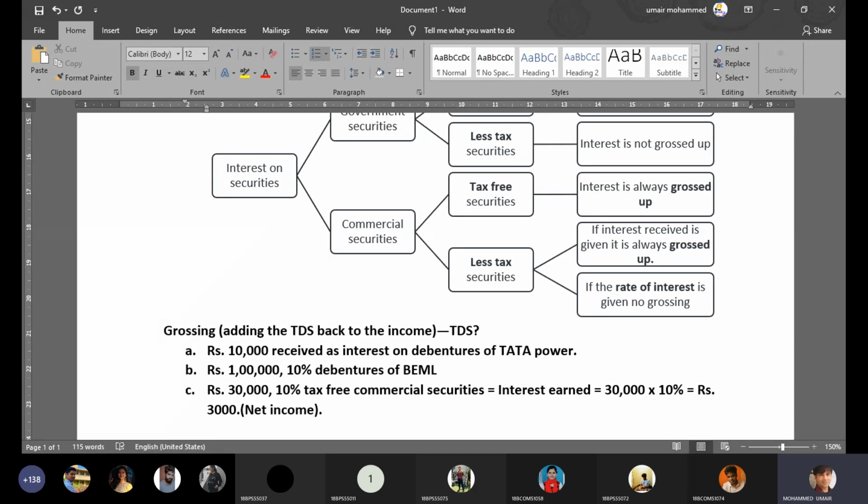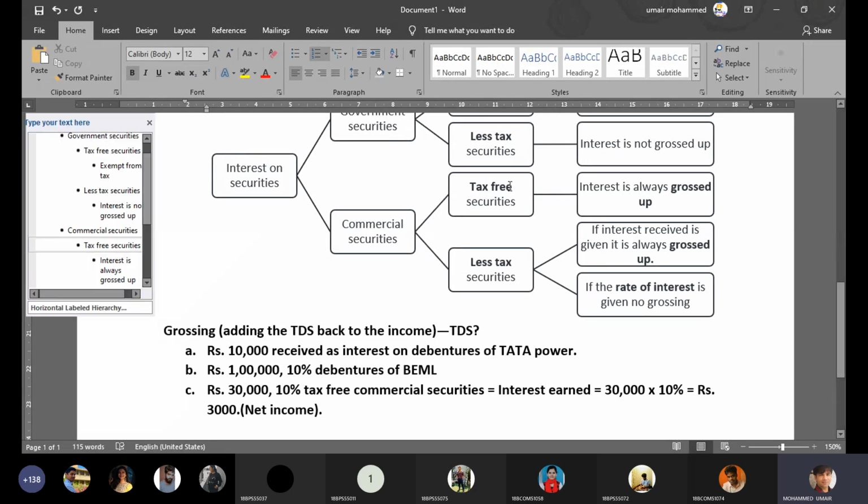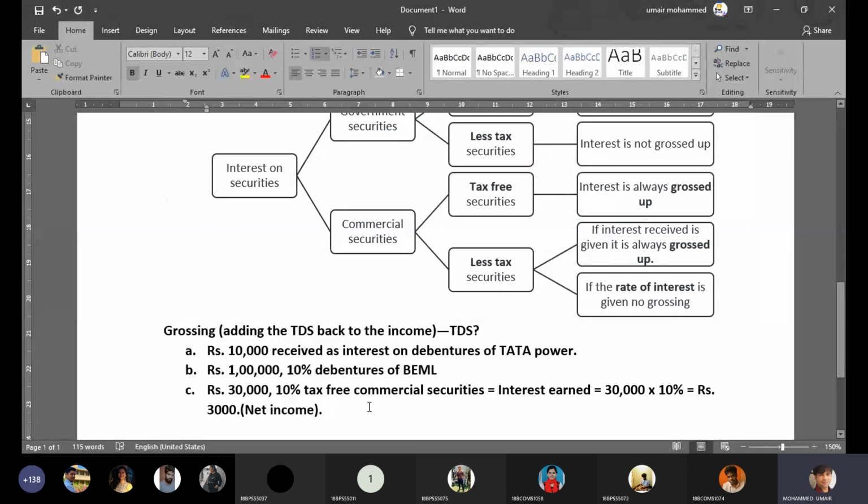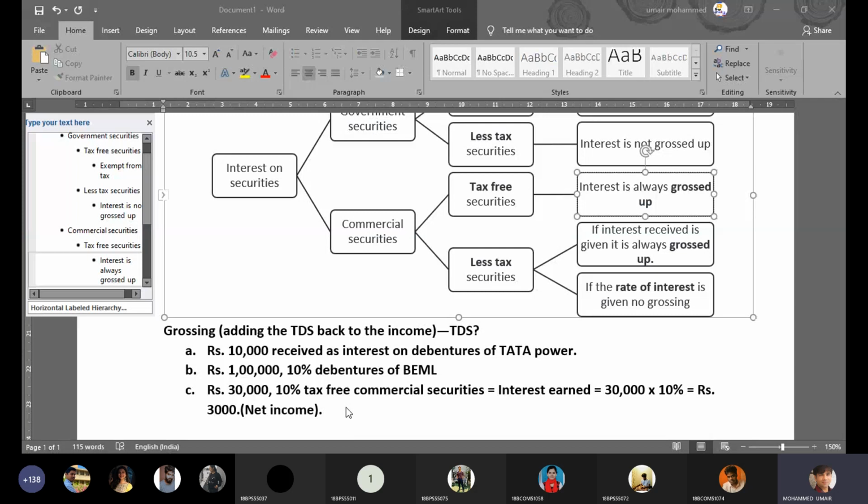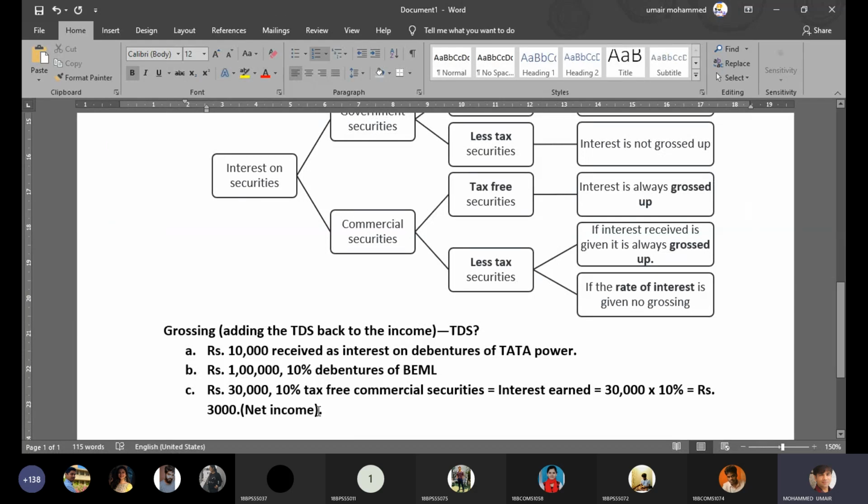Right? So how did you know whether it is net income or not? Because it is tax-free. Tax-free means you should do grossing. When do you do grossing? When you get net income. So therefore, now you should add the TDS back to this 3,000 rupees. Now the process of adding tax deducted to the interest amount, to the net income, is called grossing. Now how do we add the tax back? There's a formula which I don't want to tell you now. We'll do that a little later. Right? So this is how you should learn taxing the interest on securities.